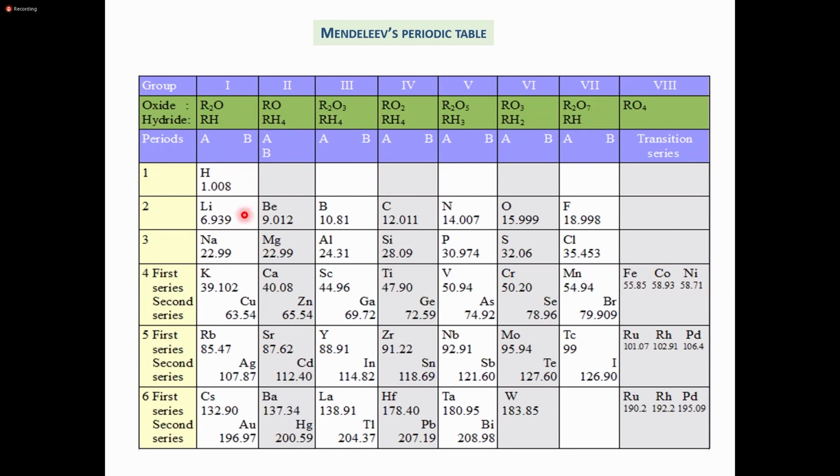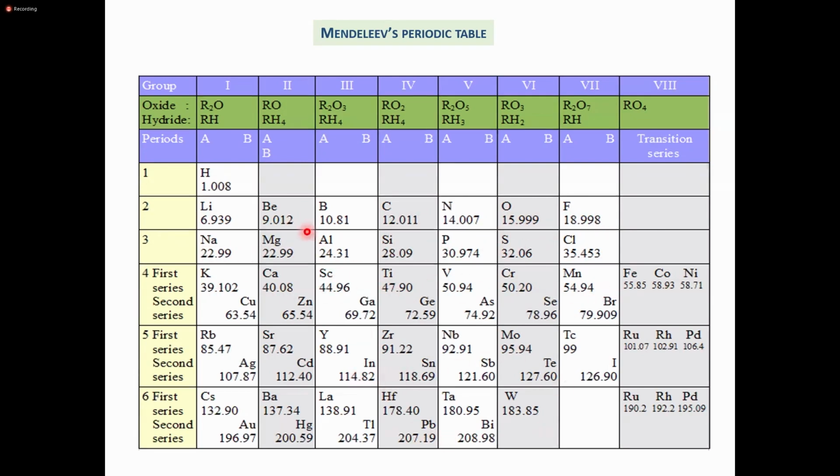Then coming to lithium, then beryllium, then boron, carbon, nitrogen, oxygen, fluorine. And these elements, you can see, have been arranged according to atomic mass. Lithium has atomic mass 6.939, beryllium 9.012, boron 10.81, carbon 12.011, nitrogen 14.00, oxygen 15, and fluorine 18.99 something. So according to this atomic mass, the elements have been arranged in every period.